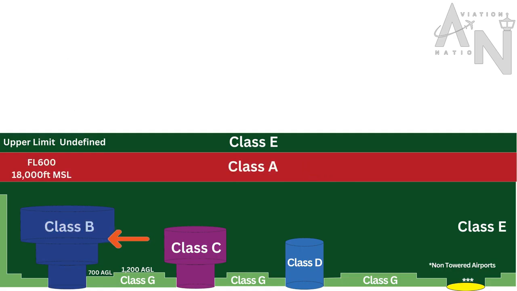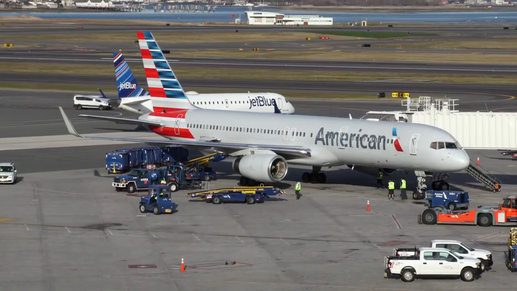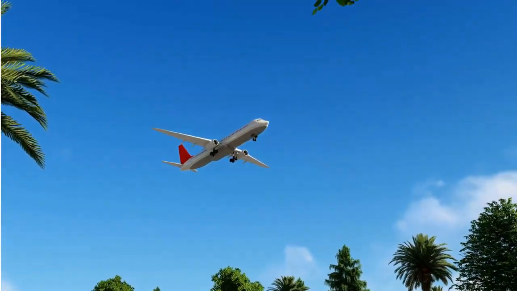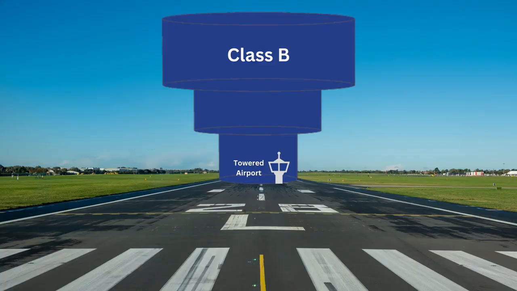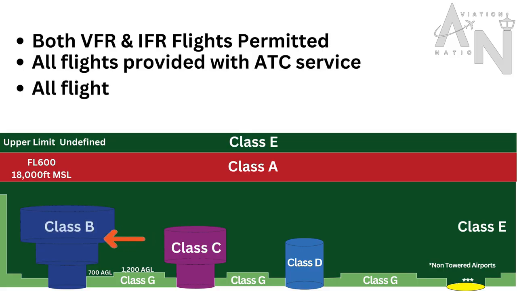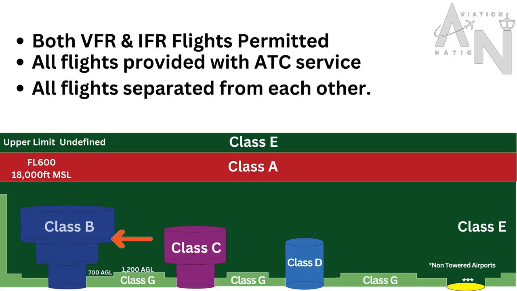Moving down, we have Class B airspace. Class B airspace is found around busy airports, designed to keep aircraft orderly during takeoff and landing. It resembles an upside-down wedding cake, with multiple layers that gradually expand as you move away from the airport. In Class B airspace, both IFR and Visual Flight Rules, VFR, flights are allowed, but you must receive clearance from air traffic control. All flights are provided with ATC service, and all flights are separated from each other.